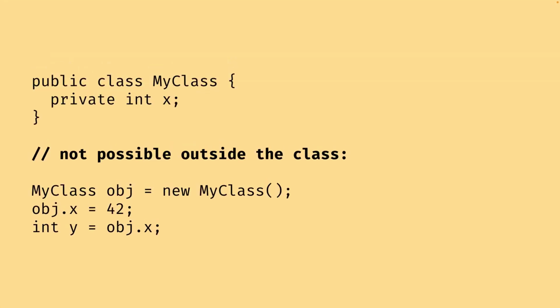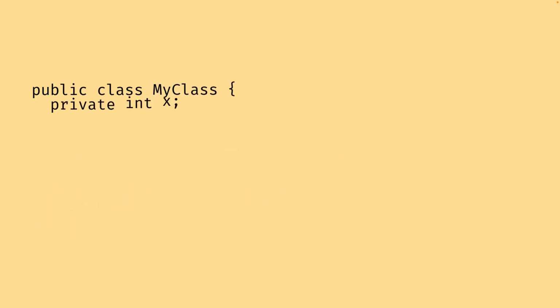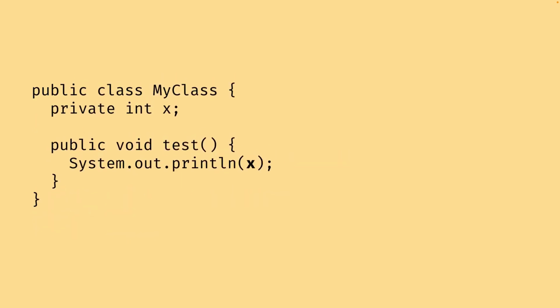So this code over here, where we create an instance and then access the field directly, is not possible from outside the class. We can access it from within the class though. As you can see happening on the slide here, we have a private int x and we can use it in the method that's in the same class.